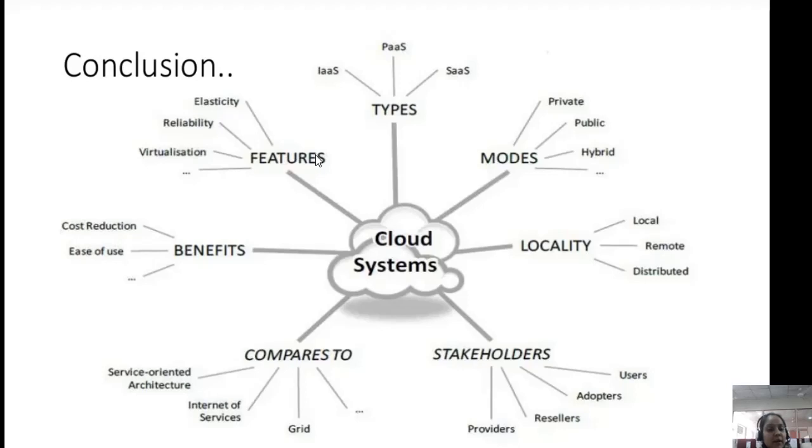So I hope this particular session would have been beneficial for you, as you had a very good comparison between the traditional IT infrastructure and the infrastructure that you are using in the cloud. Then you had a comparison between the services of both. So thank you so very much, students.